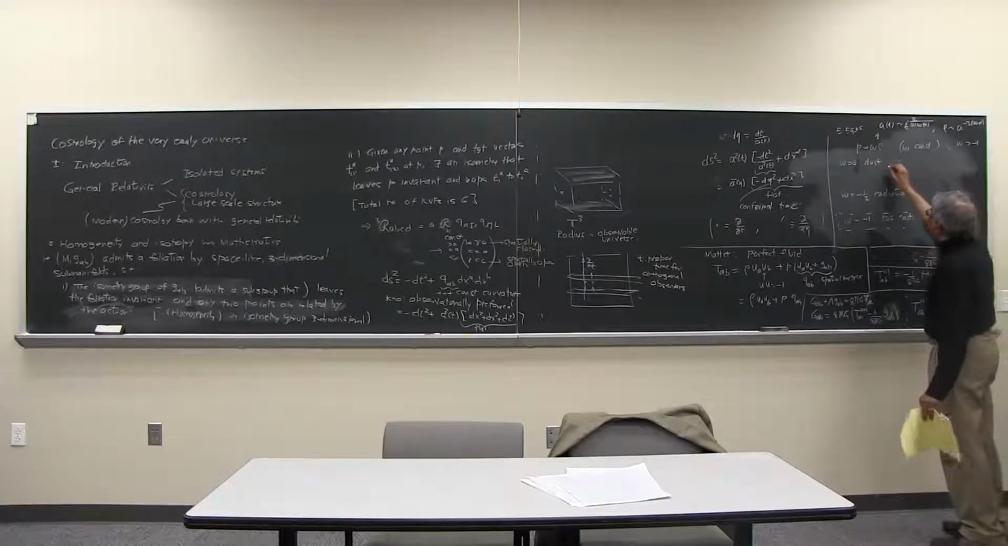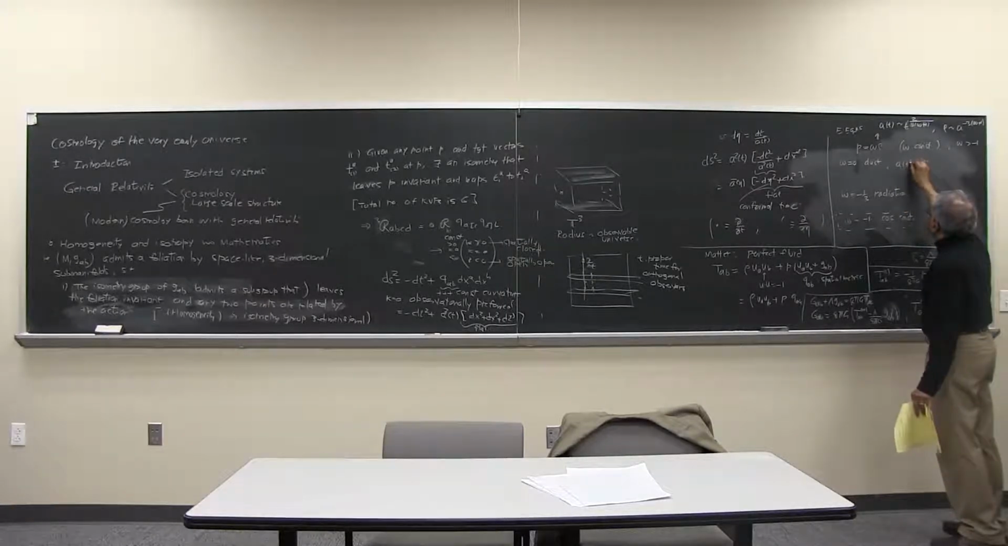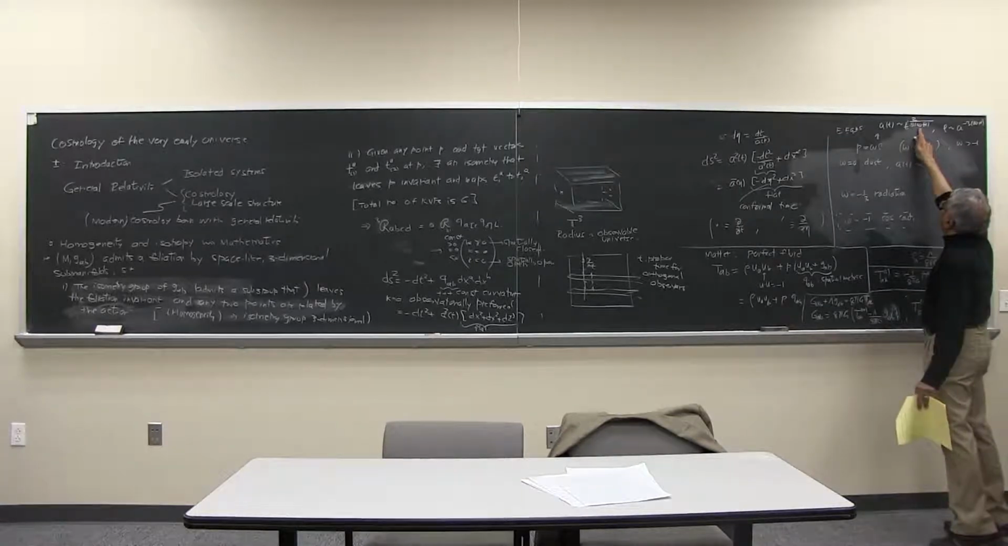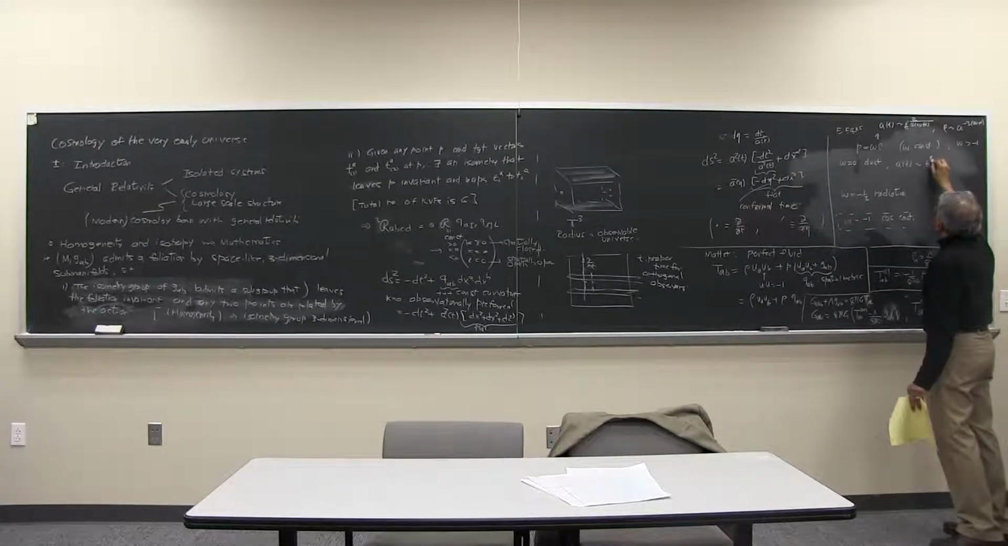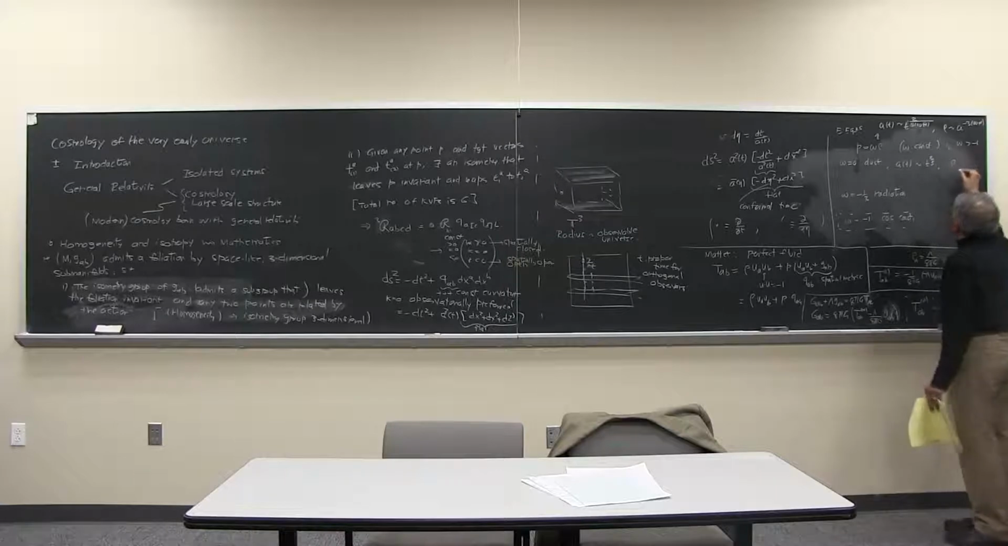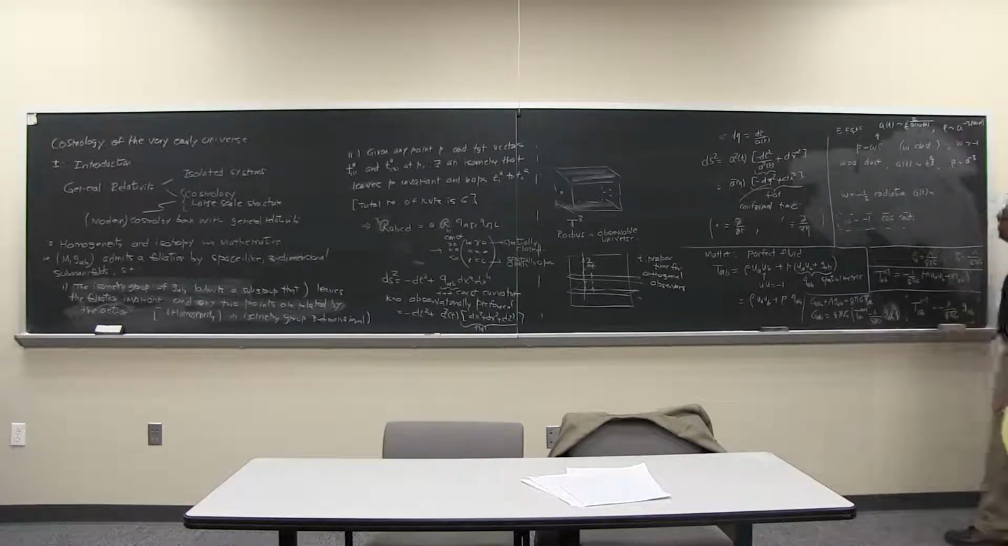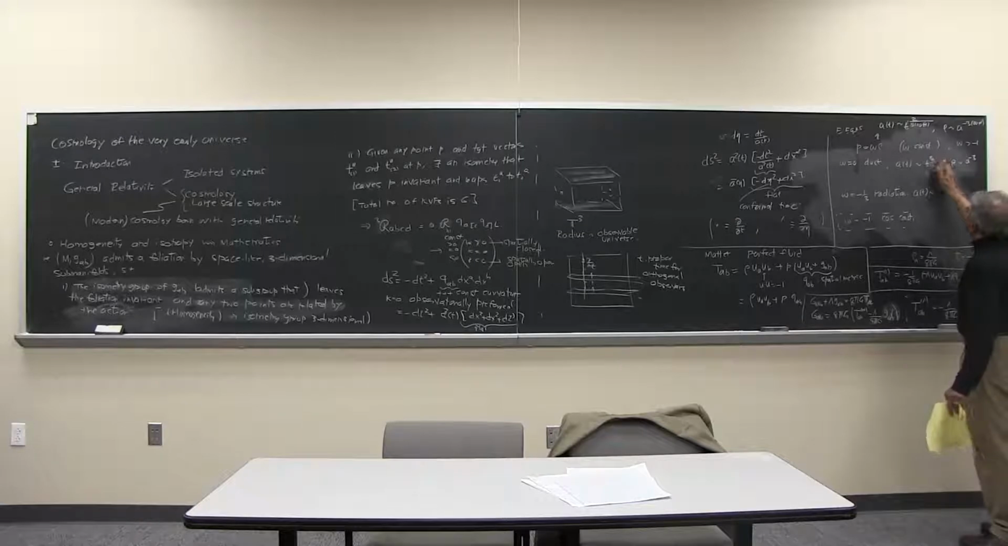So if it is dust, then a of t behaves like t to the, so for dust omega is equal to 0, so it is t to the 2/3. And then rho times a cubed is constant, so rho goes like a to the minus 3. And for radiation the universe expands as this is 3, not 5. This behaves like t to the 1/2, and rho behaves like a to the minus 4.